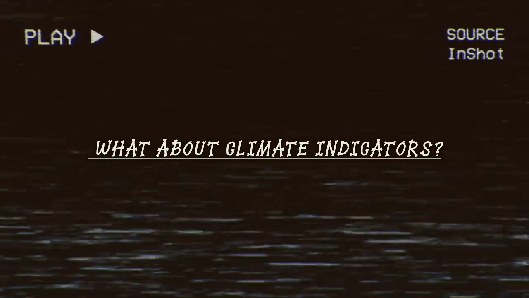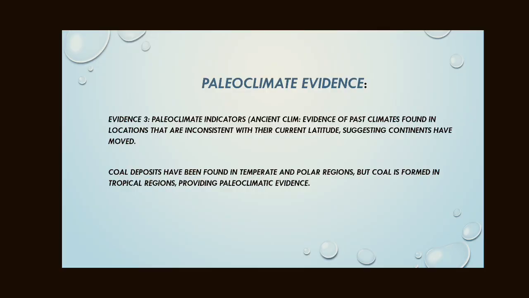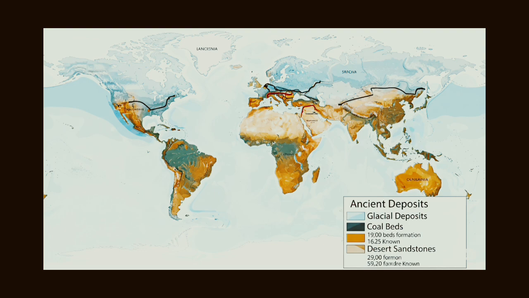There are also climate indicators. There is evidence of past climate found in locations which is very inconsistent with their current latitudes. For instance, coal deposits are found in temperate and polar regions, but coal forms in tropical regions.